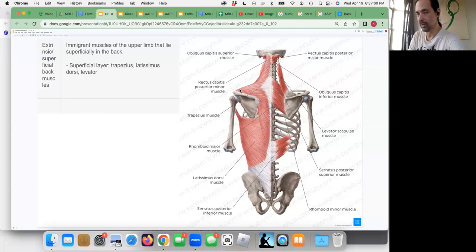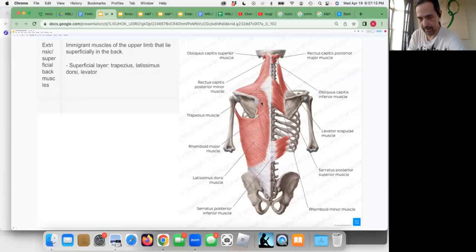So there would be a tiny bit of retraction for the upper trap, a lot of retraction for the middle trap, and there would be elevation for the upper trap, no elevation or depression for the middle, and then there would be more depression for the lower trap with some retraction. So depression for the lower, retraction for the middle, and elevation for the upper.